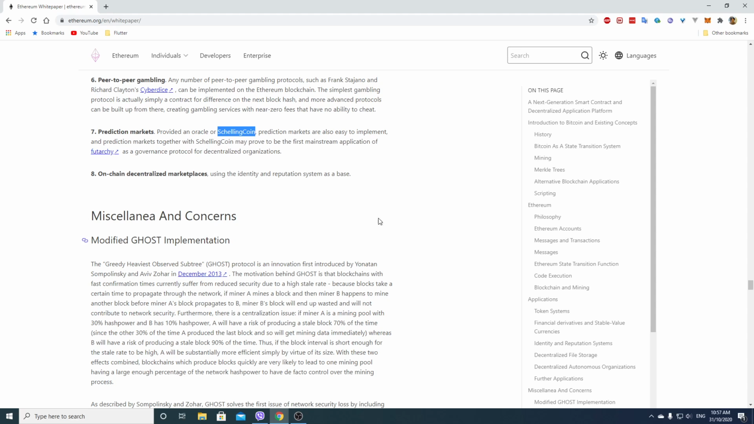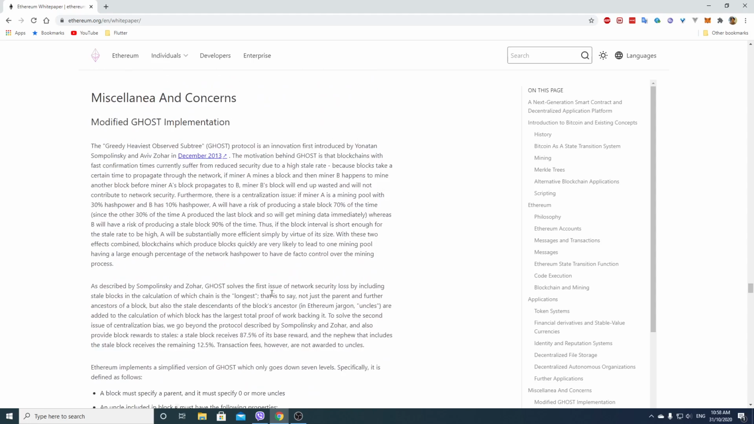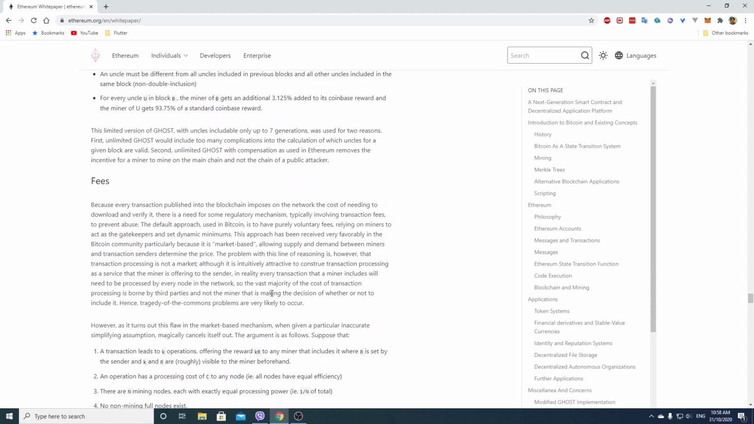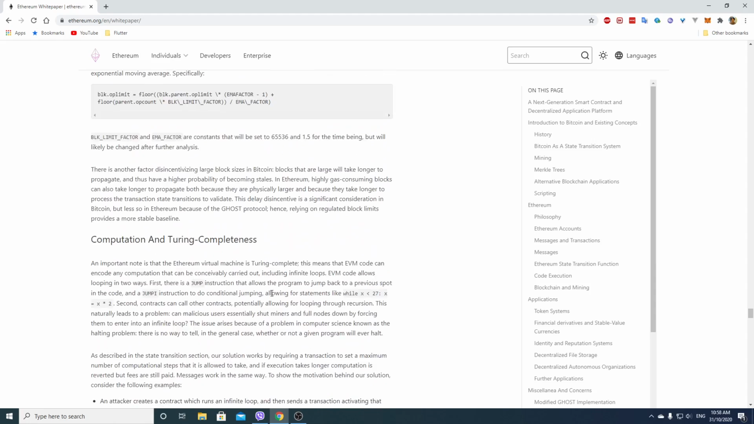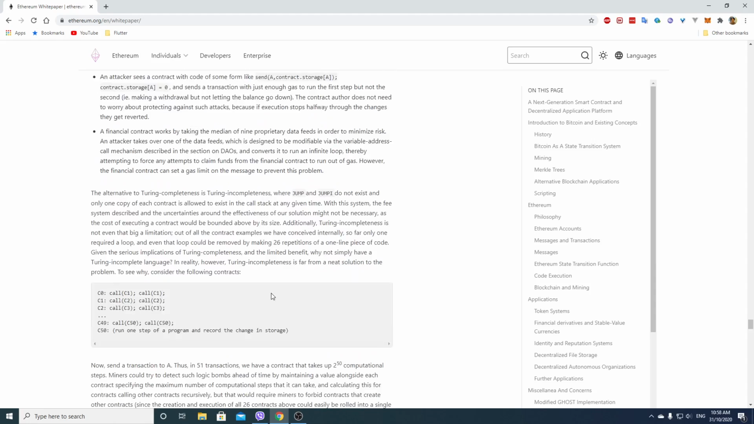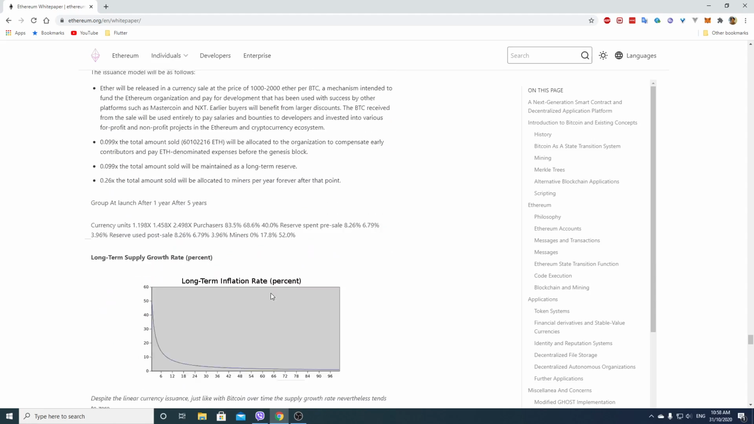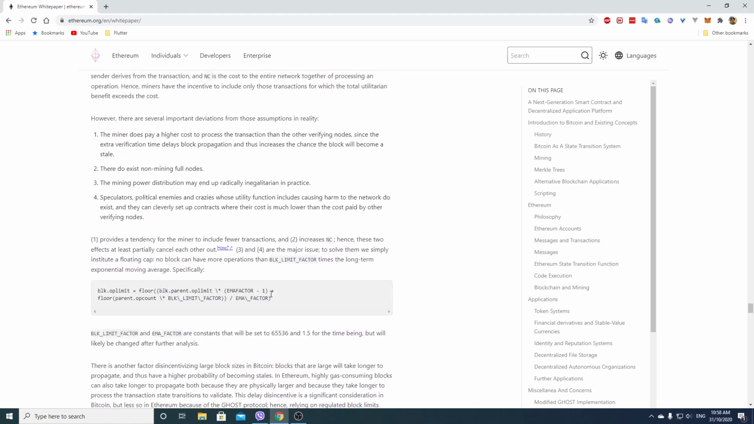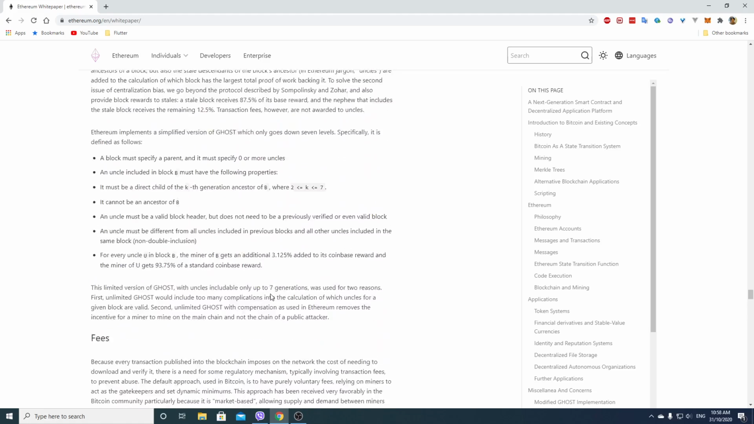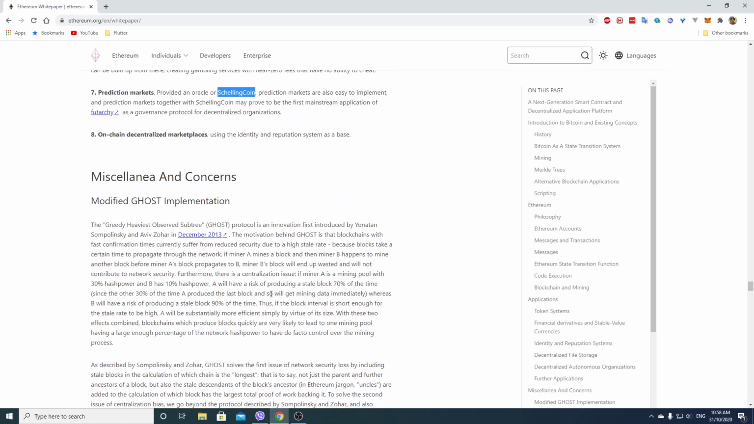Miscellanea and concerns. Okay, so let's stop here because we are after the applications, and this next section will be about complexity of implementation. Some details are not super important, but we're still going to take a look at that because it's always tricky in the details.